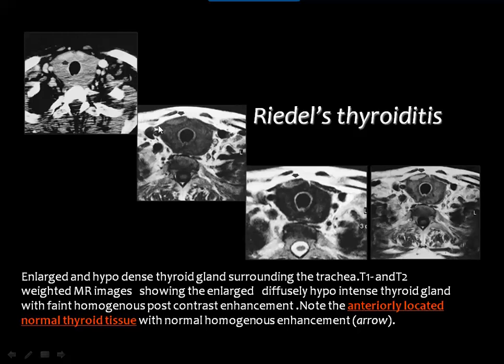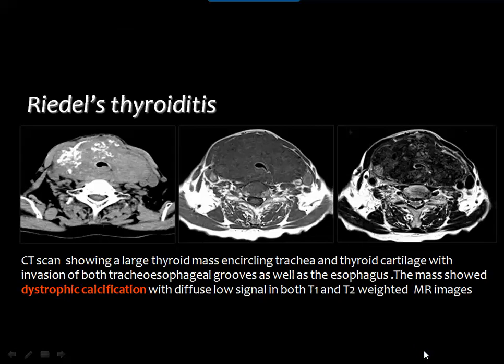The thyroid gland is of low signal in the T1 and T2 weighted images with some faint homogeneous post-contrast enhancement. And these arrows point to a small part of normal thyroid tissue that is not involved by fibrosis. It is seen here by the CT scan, and the T1 and the T2 and after contrast enhancement. This is also an example of Riedel's thyroiditis.